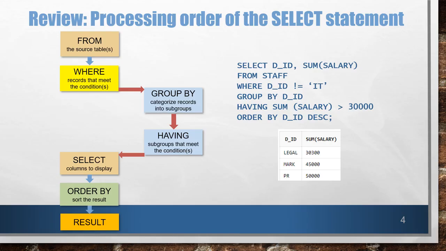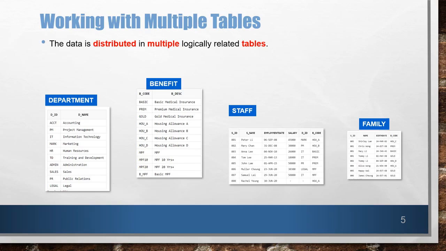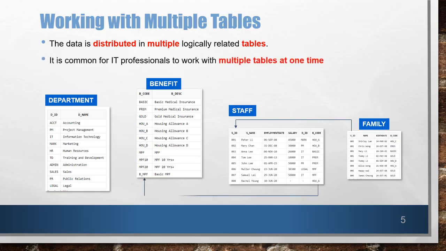In this example, we retrieve the data from a single table with a single select statement at one time. In practice, however, it is common for IT professionals to work with multiple tables at one time. In a relational database, the data is distributed in multiple logically related tables. Therefore, it is common for IT professionals to work with multiple tables at one time.